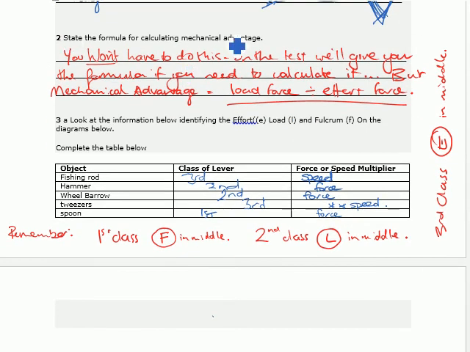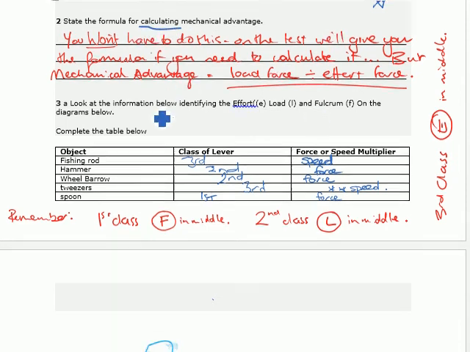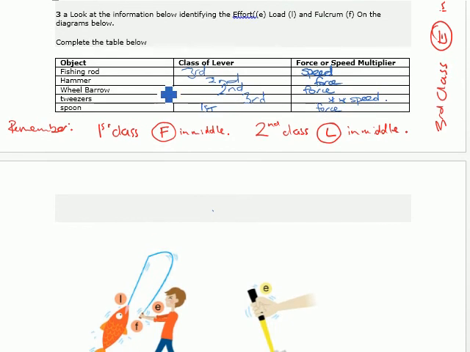Okay, the formula for calculating mechanical advantage, you're not going to have to remember this on the test. You might have to calculate it, but we will give you the formula on the test. Okay, this next question though is pretty important. What you do need to remember is the fact that there are 3 different classes of lever. First class has the fulcrum in the middle, second class has the load in the middle, and third class has the effort in the middle.